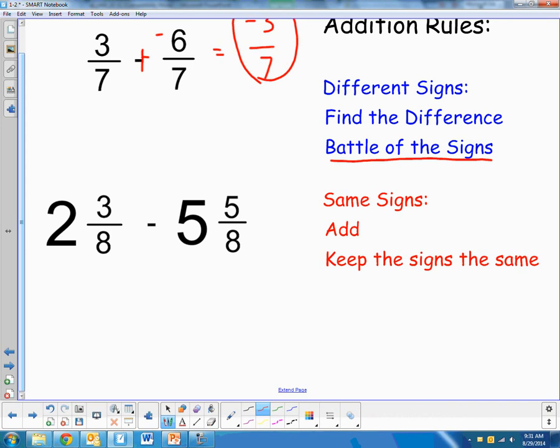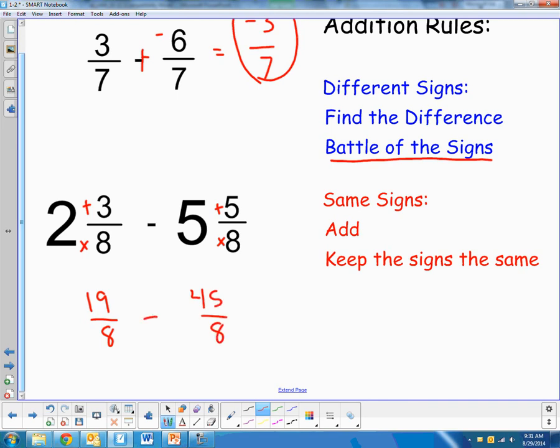If you're dealing with mixed numbers, the best way, the only way to guarantee a correct answer every time, if you do it correctly, is to change it to an improper fraction. If I multiply the denominator times the whole number, 8 times 2, and add the numerator, 8 times 2 plus 3, we get 19/8. Same thing here. 8 times 5 plus 5, I'm going to get 45/8. And now I'm subtracting.